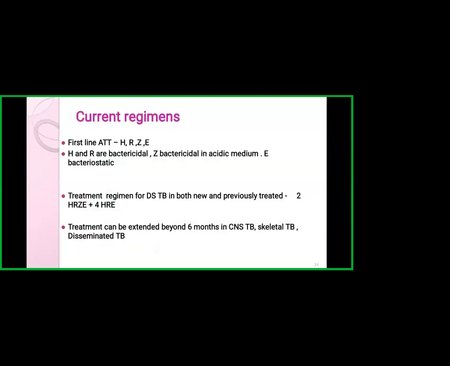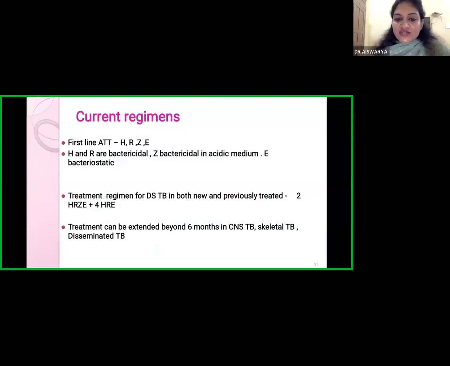Next. So I mentioned the current regimen, first line ATT is HRZE. Among that, H and R are bactericidal. Pyrazinamide is bactericidal in the acidic medium only. Ethambutol is a bacteriostatic drug. So for every treatment, the regimen is the same. In case of CNS TB or skeletal TB or disseminated TB, we can extend the treatment beyond 6 months. In all other cases, the treatment is just 6 months.